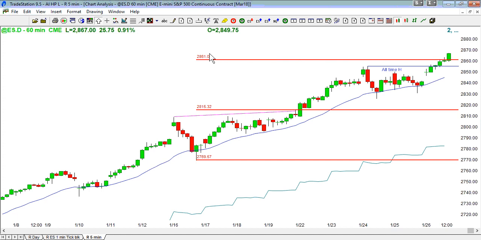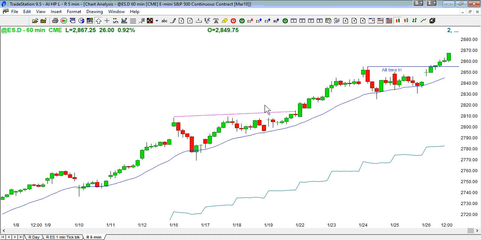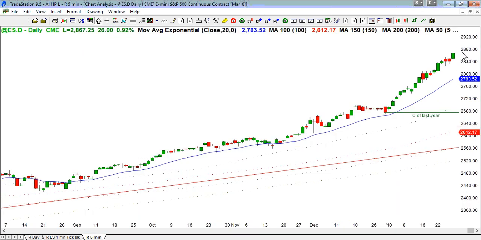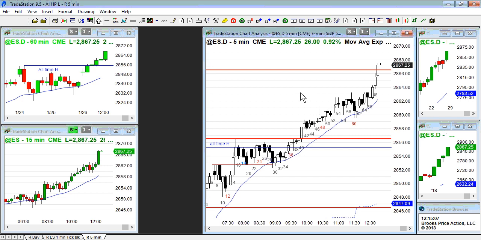60-minute chart, ignoring the measured move, I'll get rid of that. Still possible final flag, but no reversal yet. 6 hours of rally today. Daily chart, blow off top, but no reversal yet. And even when we get the reversal, it'll be minor, a trading range. Buy the close, but I'm going to wait. I'm not going to buy it.